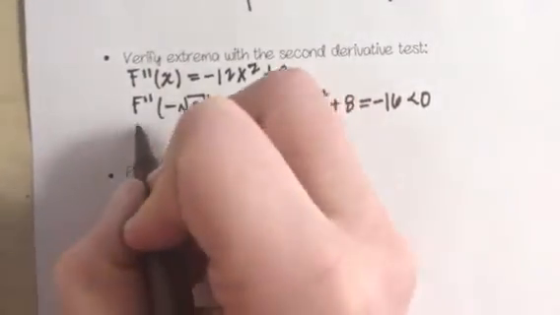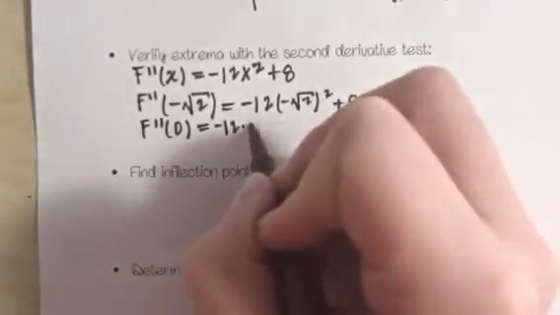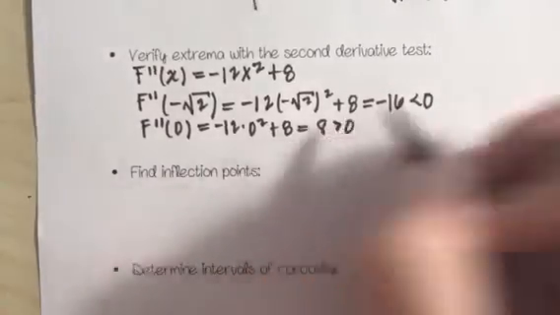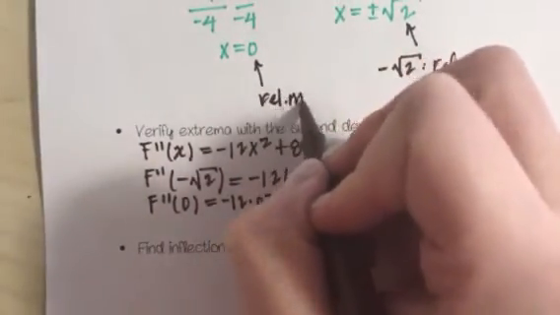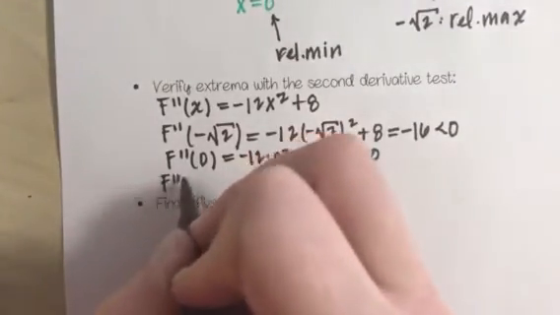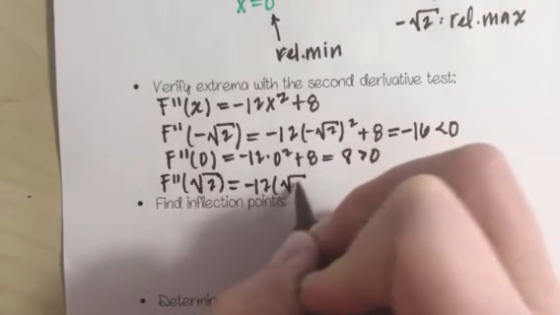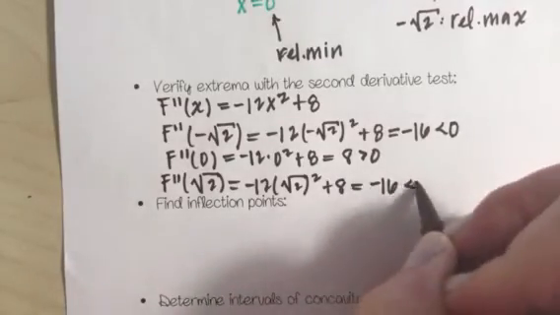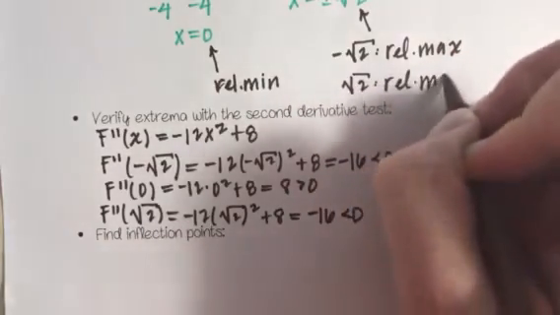Then I want to go ahead and plug in 0 as my critical point to my second derivative, which is negative 12 times 0 squared plus 8, so that's positive 8. That's greater than 0. So using the second derivative test, that means I have a relative minimum at x equals 0. And then I want to evaluate my positive root 2. And this is going to give me the same answer as plugging in negative root 2 because I'm squaring the value. So I'll get negative 16, which again is less than 0. So at root 2, I also have a relative max.